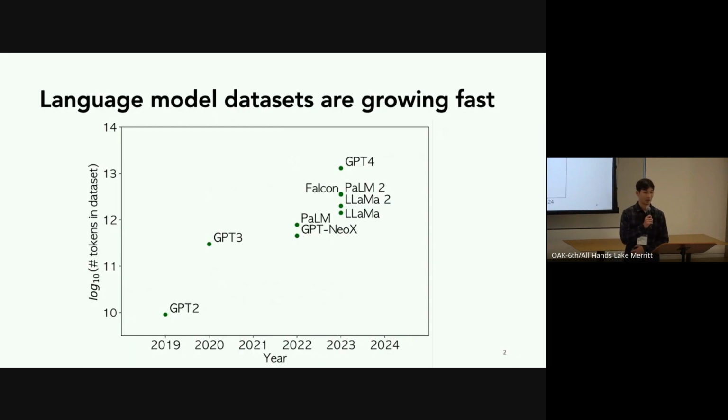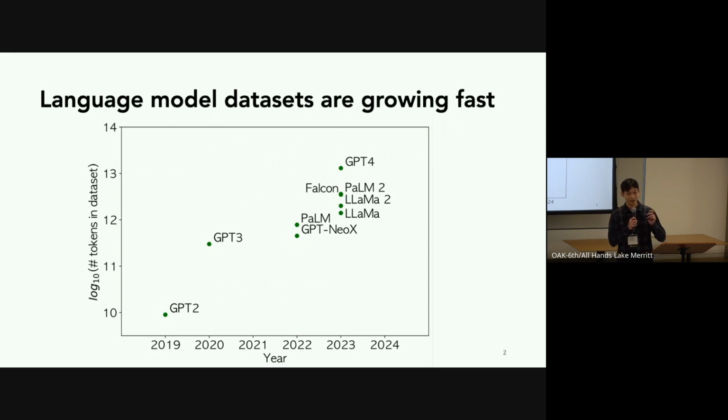Okay, so the first thing, for context, is that language model data sets are growing very fast. This is a plot of the size of the data sets over time. The y-axis is the log of the number of tokens in the data set, so the plot is roughly linear. You can see that the size of the data sets is growing roughly exponentially.